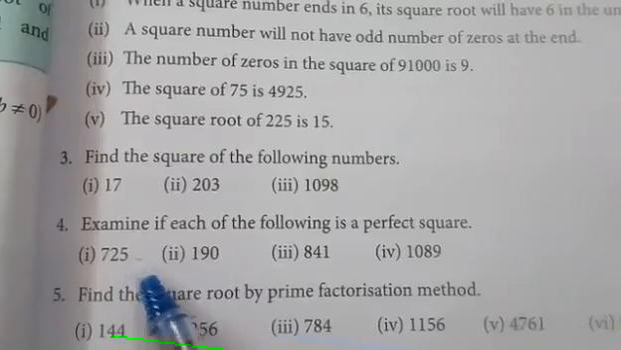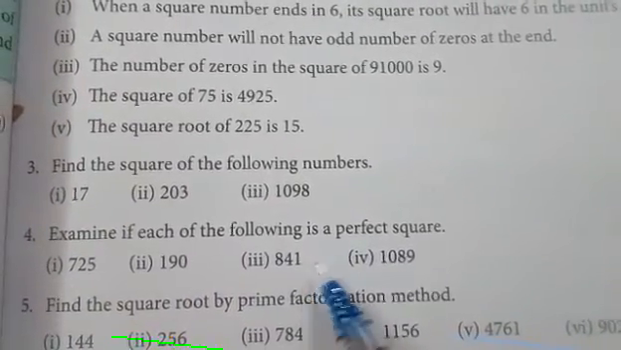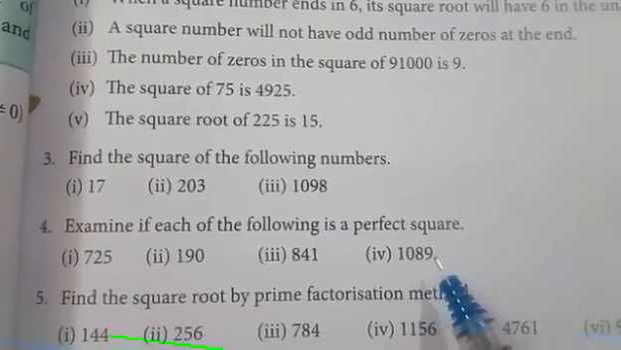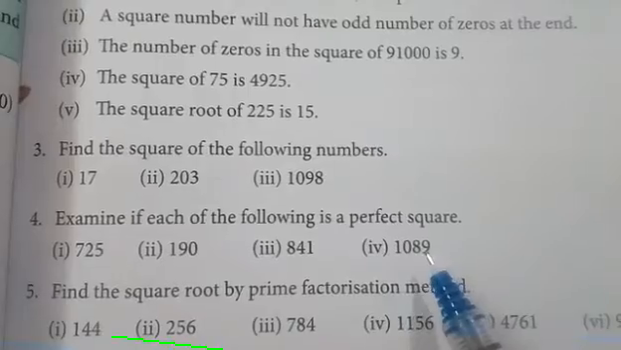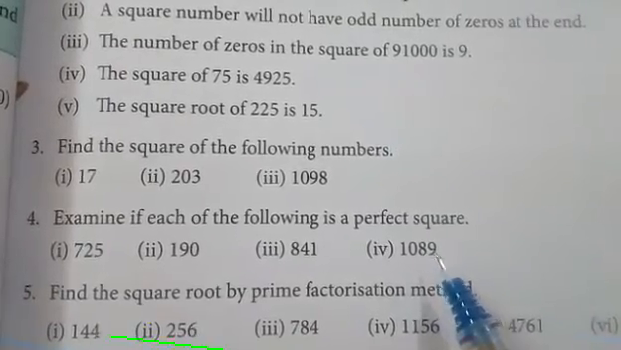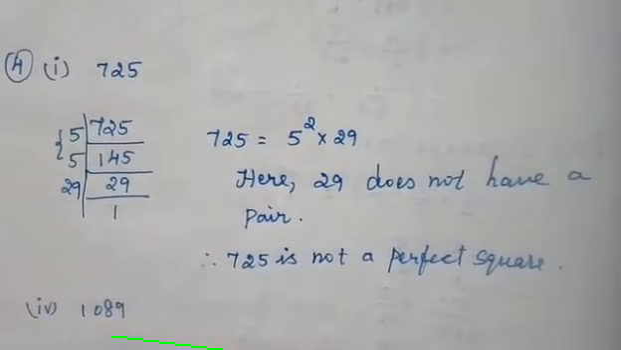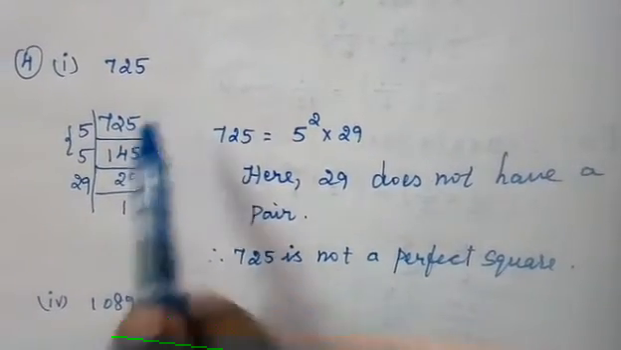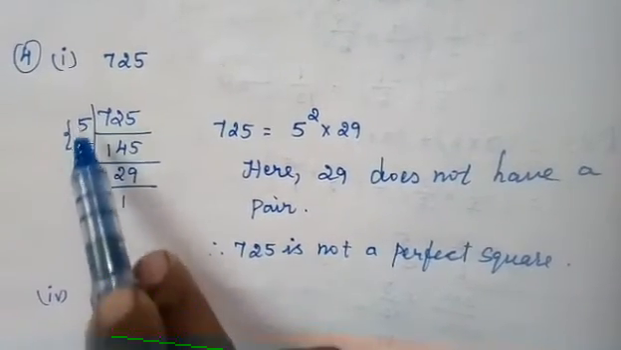Now the fourth question: examine if each of the following is a perfect square. The first problem 725, second problem 190, third problem 841, fourth problem 1089. For this one, we have to check if it is a perfect square. You have to use the prime factorization method. For the prime factorization method, you already learned in the previous classes. For 725, you have to use only prime numbers.